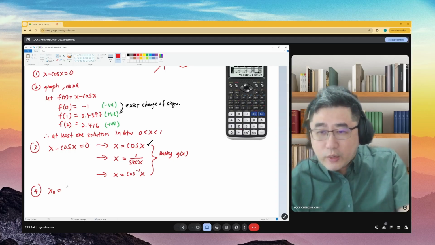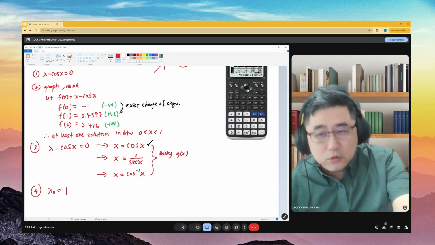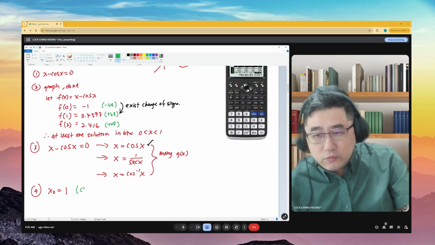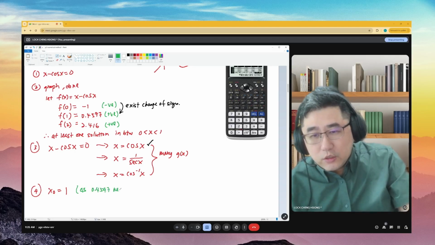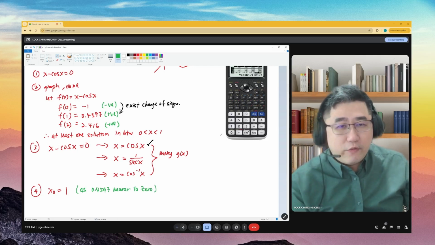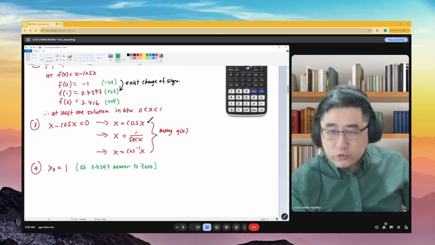Therefore, I choose my initial value as 1. Okay, so that means we are choosing the result that is nearer to 0. So 0.4597 is nearer to 0. Okay, we do step 4 in the event that the question is not given to us.